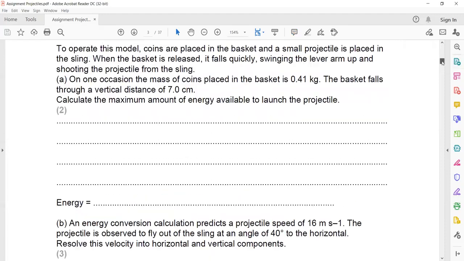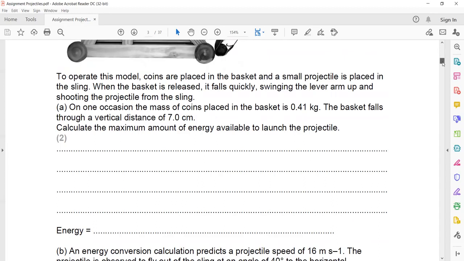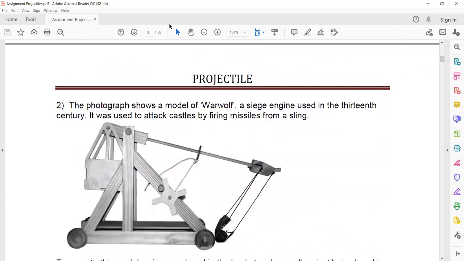So in the question, to operate this model, a coin is placed in the basket and small projectile is placed in the sling. So we place the coin in the basket because basically what happened when we place an object here, this will move downward so that this will be released. The potential energy will change into kinetic energy. As this basket will come down, the sling will release this missile and it will have a kinetic energy. So potential energy or change in potential energy of the coin is equals to gain in kinetic energy of the sling or the missile.